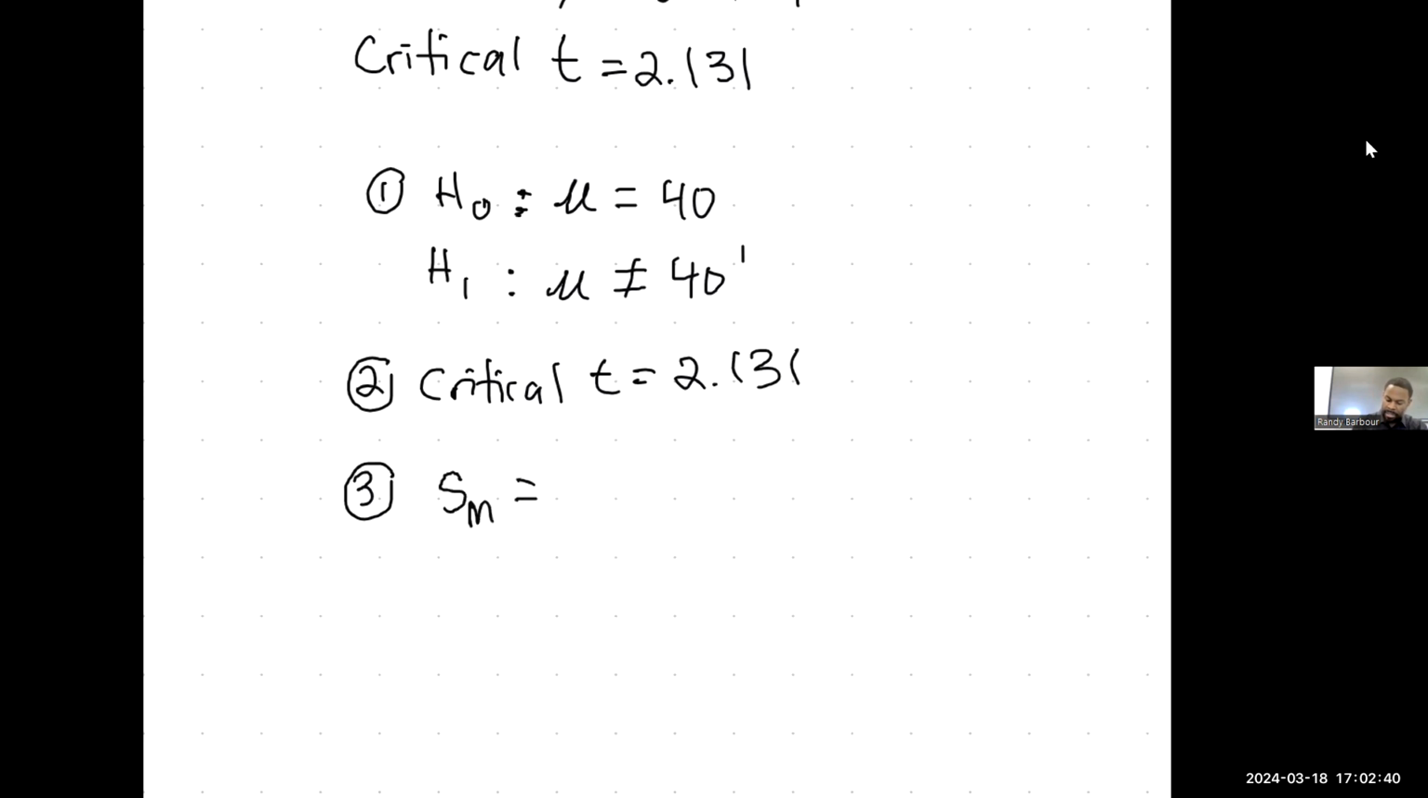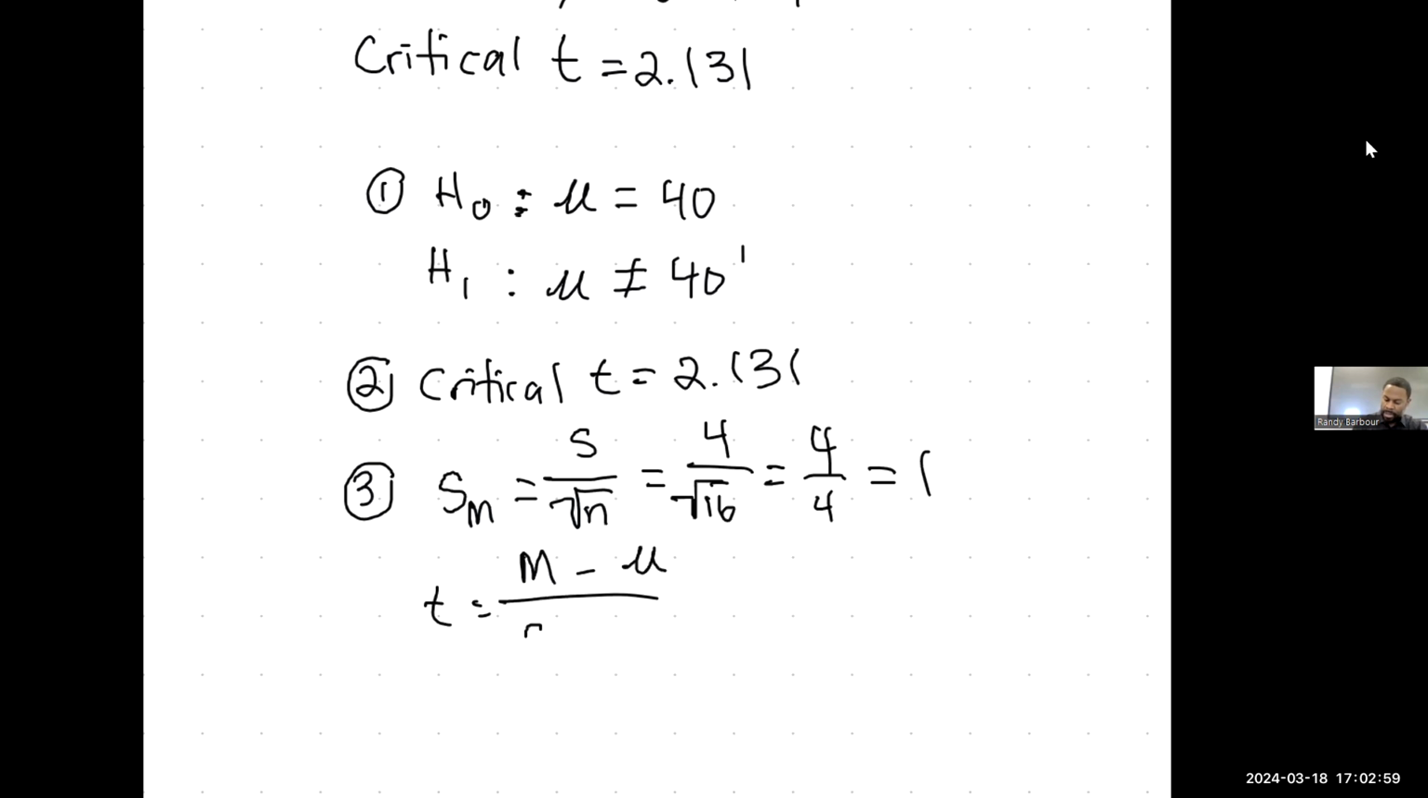So now I'm going to calculate that. That's going to be 4 divided by the square root of 16. 4 divided by 4 equals 1. So I know my t is going to be the sample mean minus my population mean, all over my estimated standard error of the mean, which should give you 44 minus 40, divided by 1, which should give you 4.